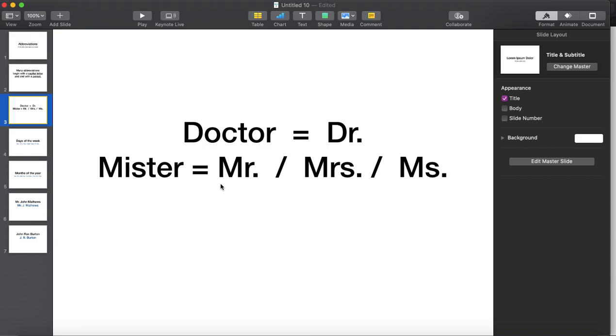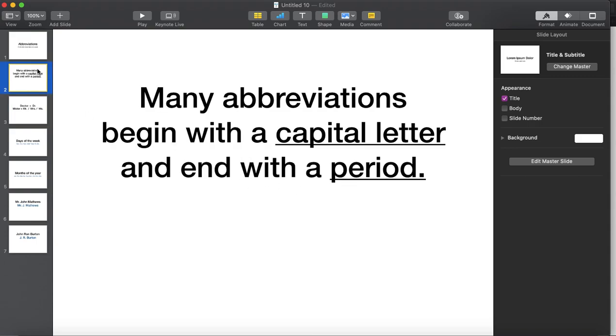Now, Mister is abbreviated as Mr., with M R and a period, and so are Mrs. and Miss. So abbreviations begin with a capital letter and they end with a period. And we said earlier, an abbreviation is the shortened form of a word to make it short. Instead of writing a long word, we can make it short. First, we start by capitalizing the first letter and we add a period at the end.